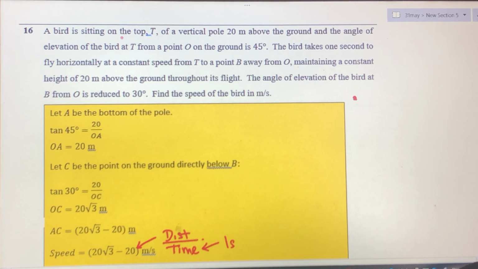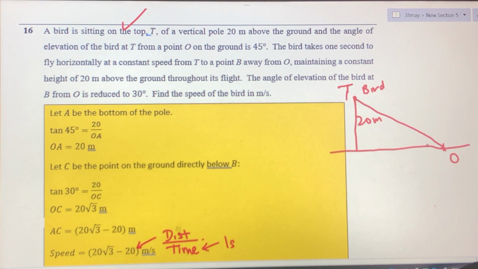So you see, there is a bird sitting on the top T. Okay, so this is the bird, on a vertical pole, 20 meters above ground. And the angle of elevation of the bird from a point on the ground is 45 degrees. So from the point O on the ground, you look up, when you tilt up 45 degrees, you will see this bird.